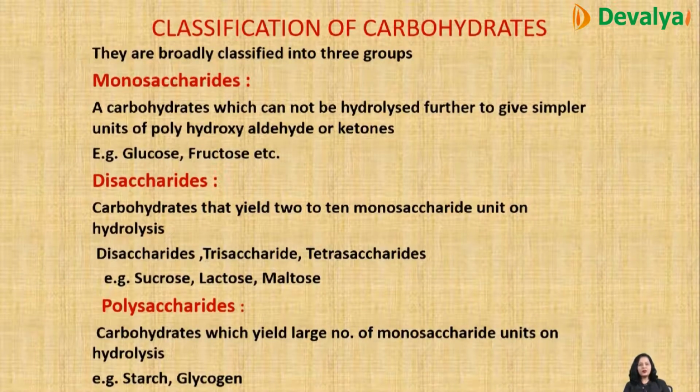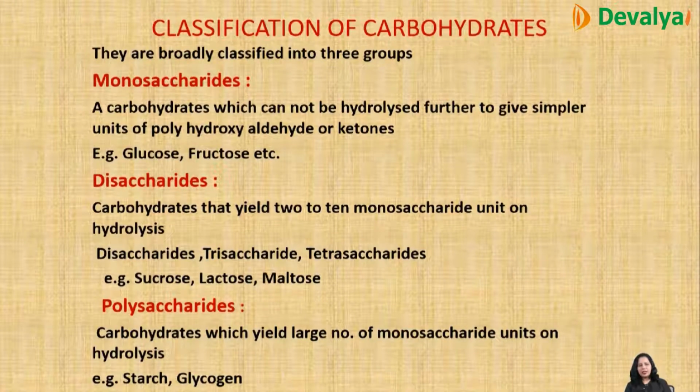Now we classify carbohydrates into 3 groups. First is the monosaccharide. A monosaccharide cannot be hydrolyzed further to give simpler units of polyhydroxyaldehyde or ketone. Examples are glucose and fructose, which are the simplest. You cannot further convert them into any other carbohydrate or simple monosaccharide unit. Mono means single, saccharide means sugar.